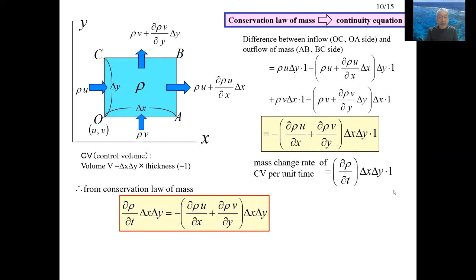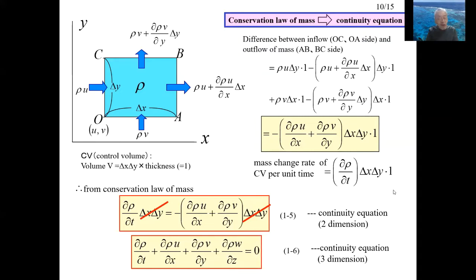According to the law of mass conservation, the amount of increase or decrease in mass within the control volume is equal to the difference between the mass flowing in and out of the control volume, as shown in the second yellow frame. If the volume delta x, delta y on both sides is reduced, it becomes the continuity equation shown in the second yellow frame. This is the two-dimensional continuity equation. The three-dimensional continuity equation is shown in the third frame.